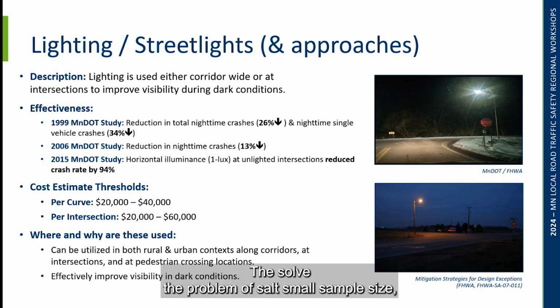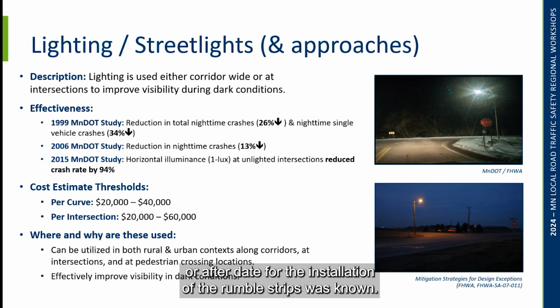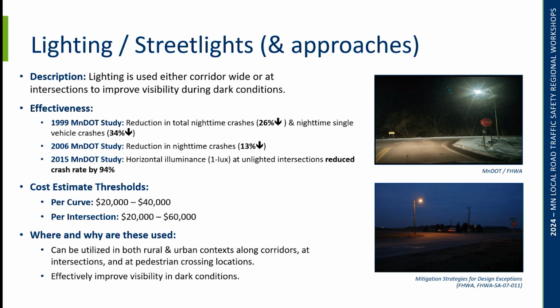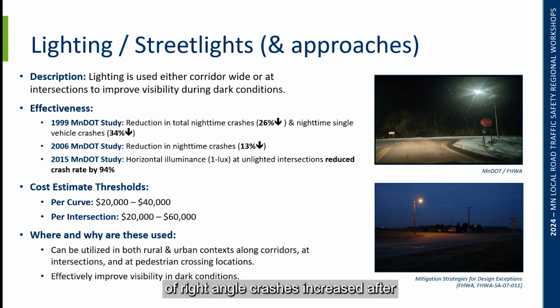This solved the problem of small sample size, because the number of intersections involved was around 2,500, and the before-after date for the installation of the rumble strips was known: the year after the first county had lost the lawsuit. The Iowa State research found that both the total number of crashes and the number of right angle crashes increased after the rumble strips were installed.